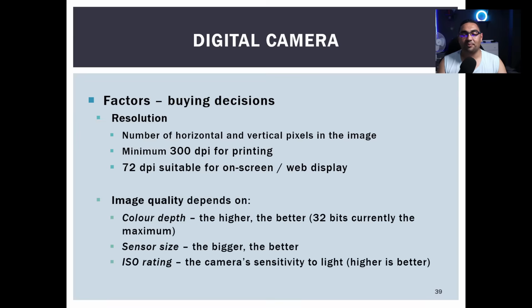Anyway, the resolution, and then our image quality depends on three things: the color depth, bear that in mind, the sensor size, and the ISO rating. One of the biggest things when it comes to cameras is the amount of light that the lens actually allows into it. So if that sensor size is big and that ISO rating is high, it means you're going to have a lot more light coming through, which means the image is going to be clearer even in low light conditions.